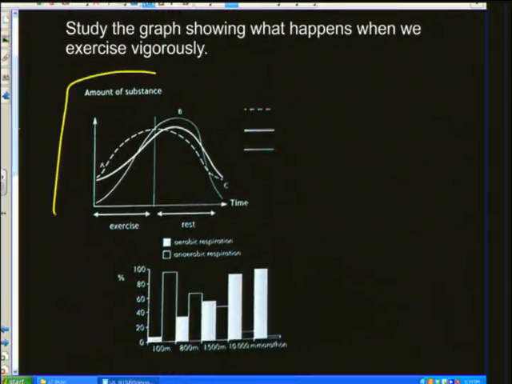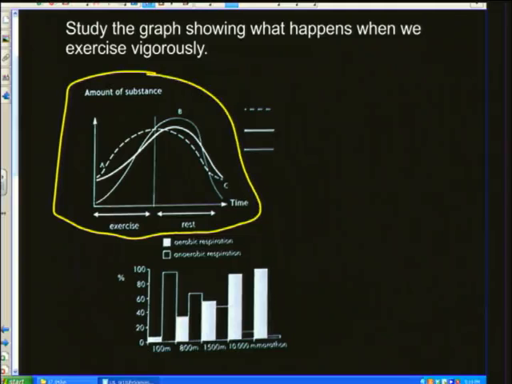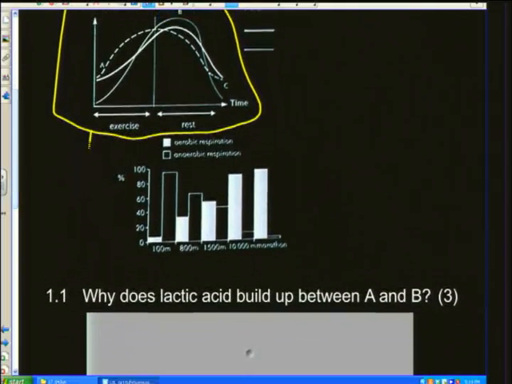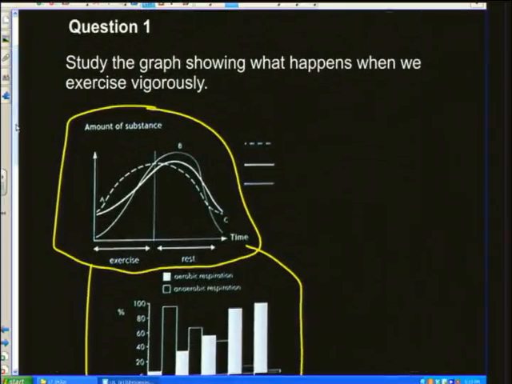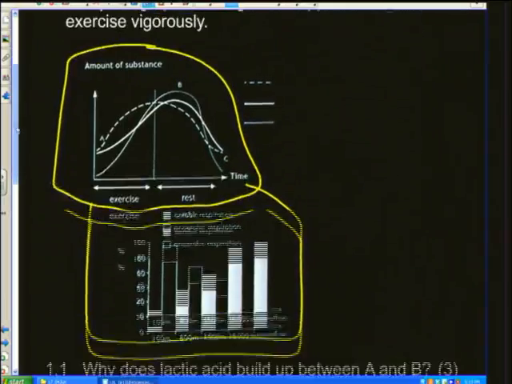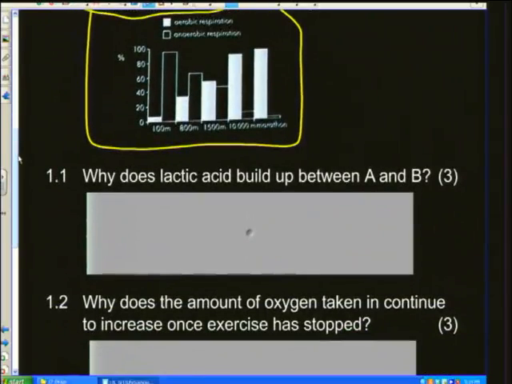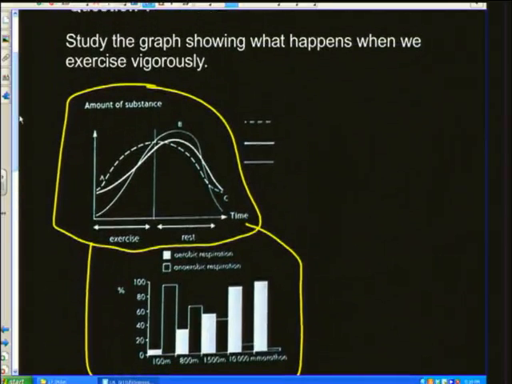There's the first graph. We pull it across. There it is. And then, of course, we have the second graph, which is down at the bottom. And they all relate to the same thing. Now, let's have a look what the question asks first. Why does lactic acid build up between A and B? Okay, so let's go find it. There's A, and there's B.